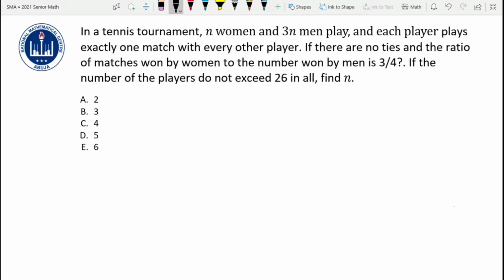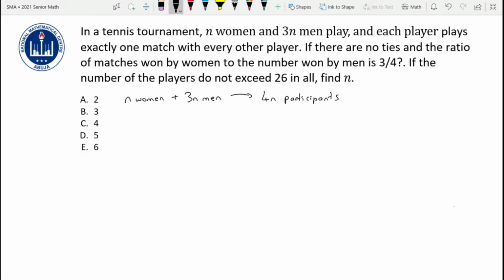What we're going to do now is make use of all the information we've already been given in the question, and we'll see what we can get from that. So we're told that there are n women in the competition, and also we have 3n men playing. This means that in total there are 4n participants in the competition.